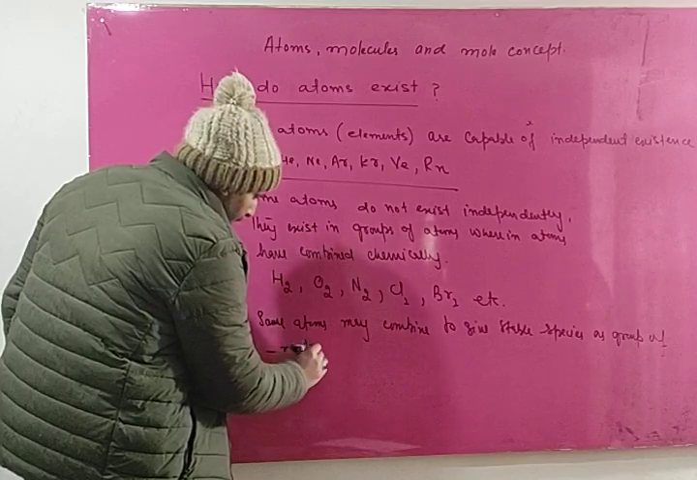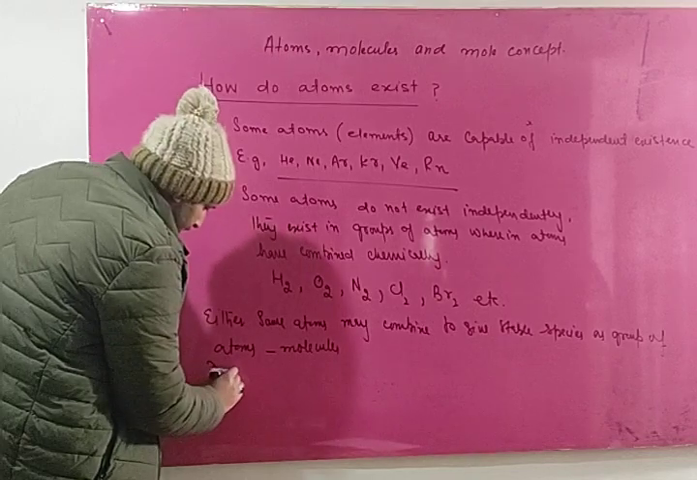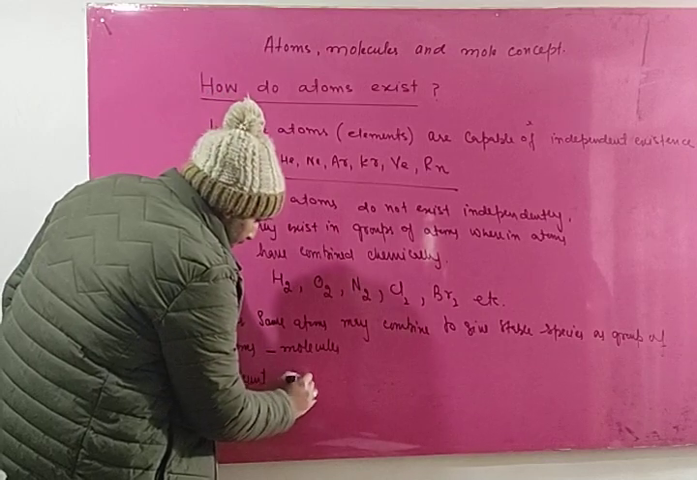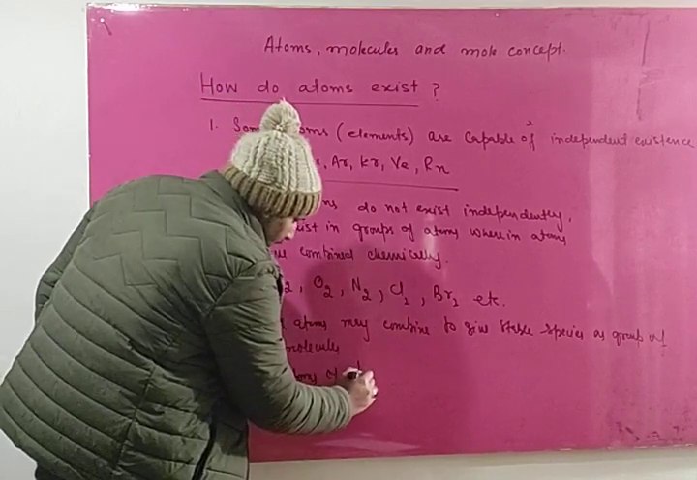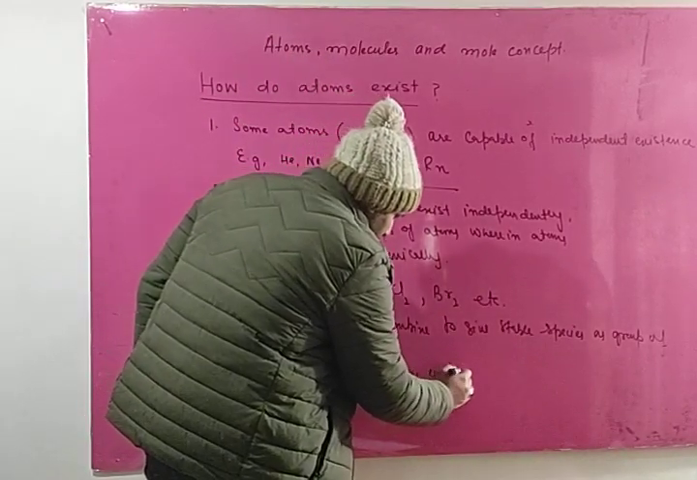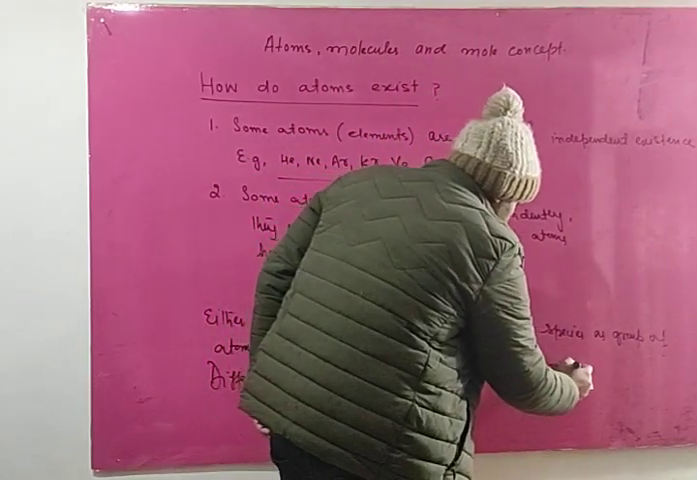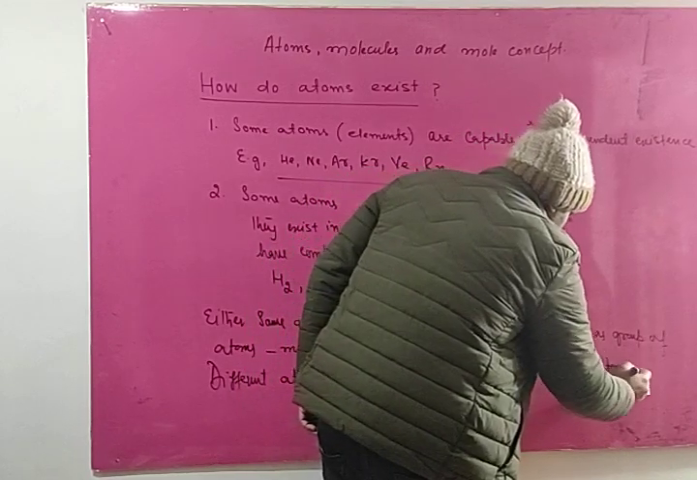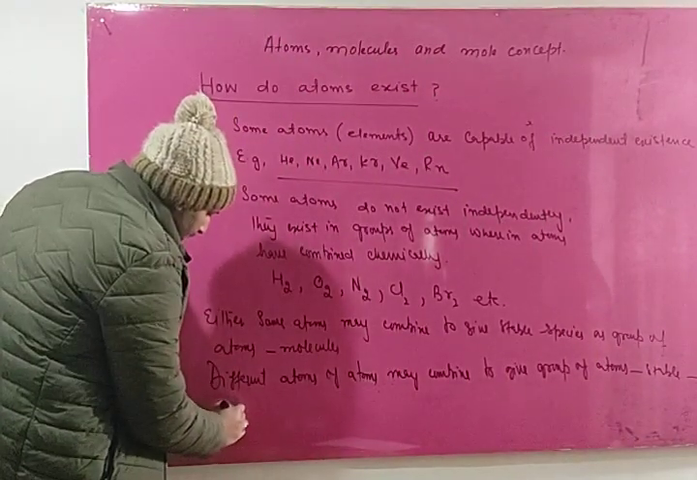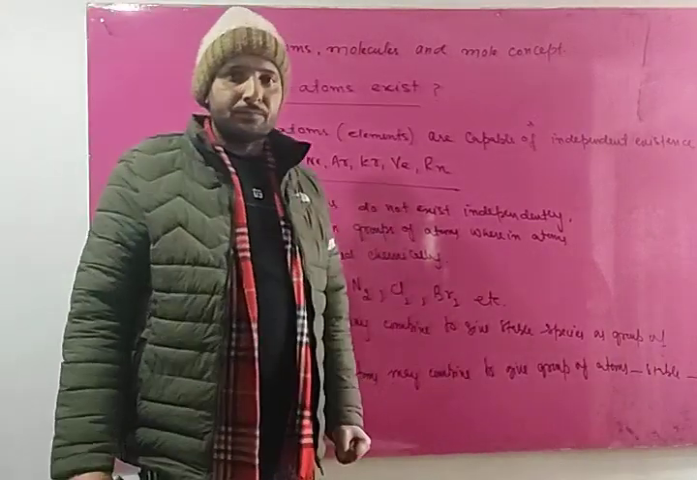जिनको हम molecules कहते हैं, and different atoms, that means different kinds of atoms, may combine to give a group of atoms which is stable. Again, this will also be called molecules, right?